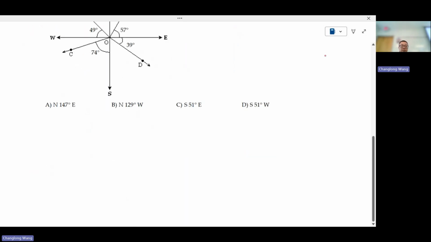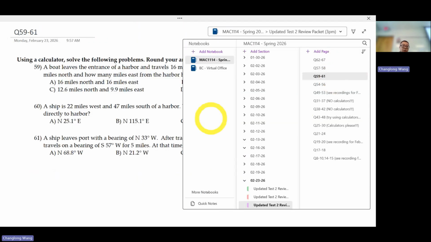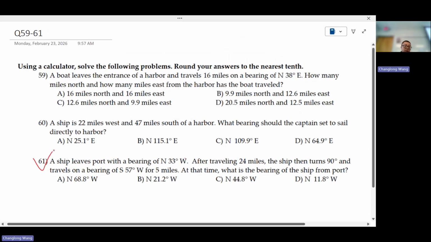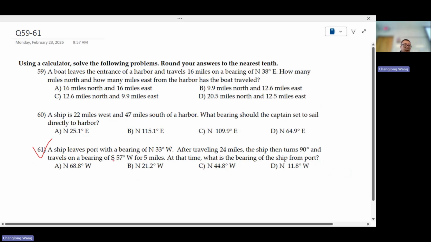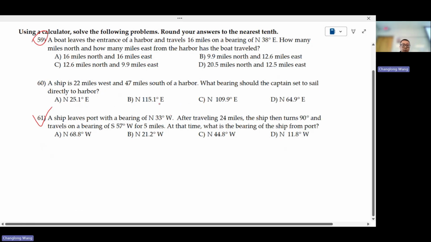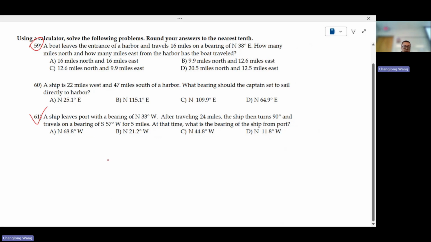Now, but what if you have a harder version of the bearing question? If you remember that we did 61, right? That was quite tricky, and it turns out that they provide you that South 57 West just for distraction, right? But we did that last Wednesday or Thursday, I forgot. I'm gonna do 59. And it's always worth drawing a sketch to make sure that you're understanding the scenario correctly.